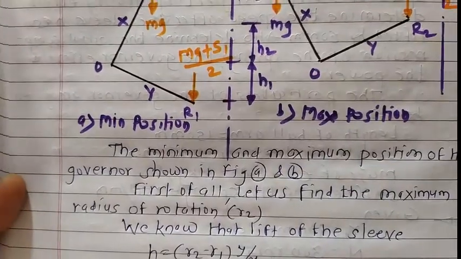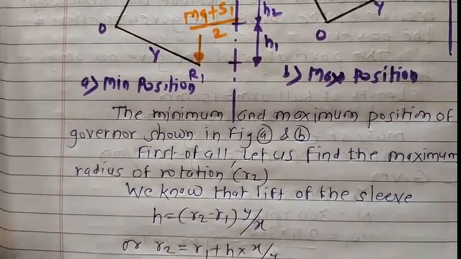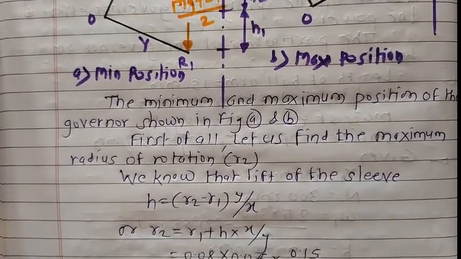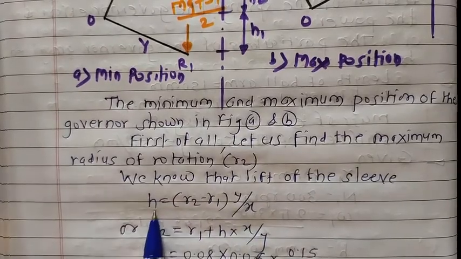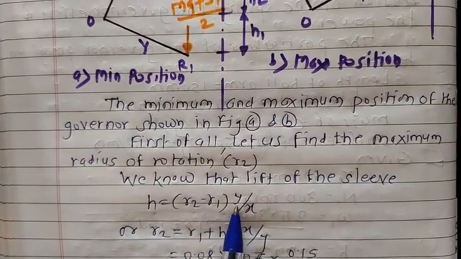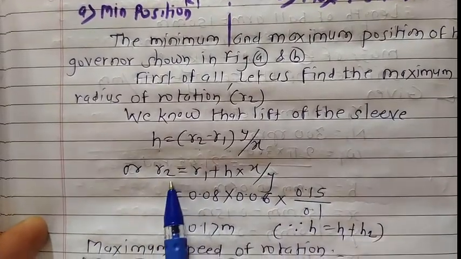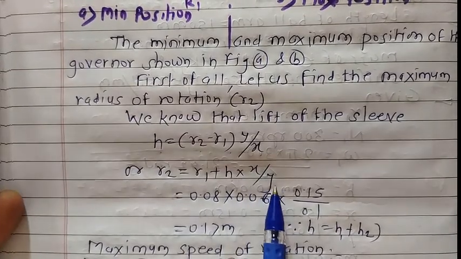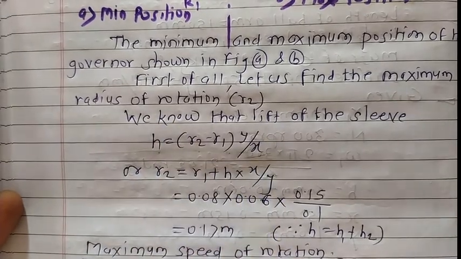So first of all, let us find the maximum radius of rotation, as that value is not given in the problem. We know this relation for the lift of the sleeve in case of a Hartnell governor: h equals (r2 minus r1) into y divided by x. Get the value for r2 from this one: r2 equals r1 plus h multiplied by x divided by y. By modifying the relation, we can write it this way.